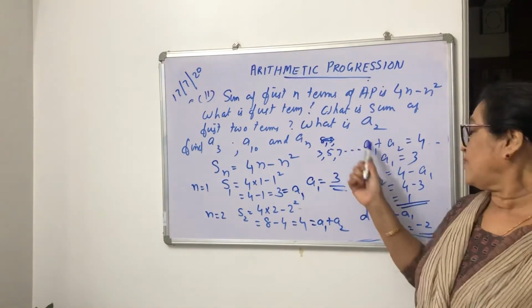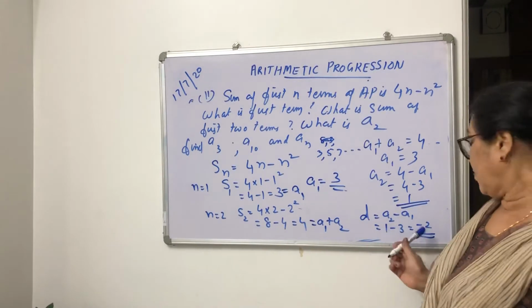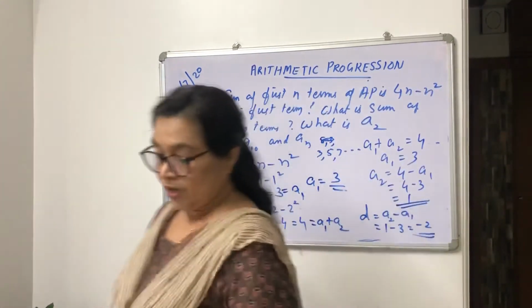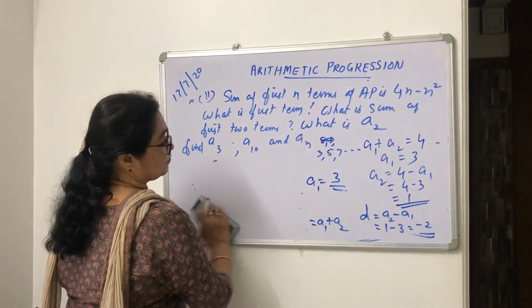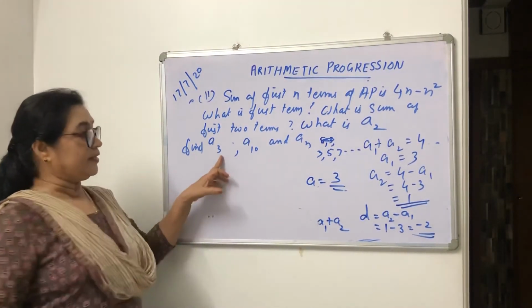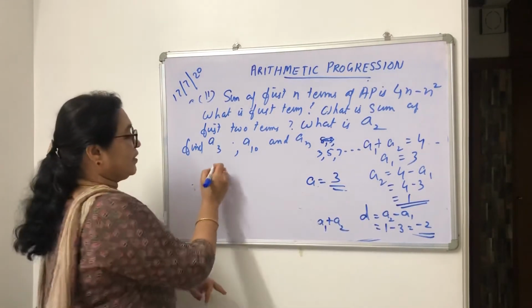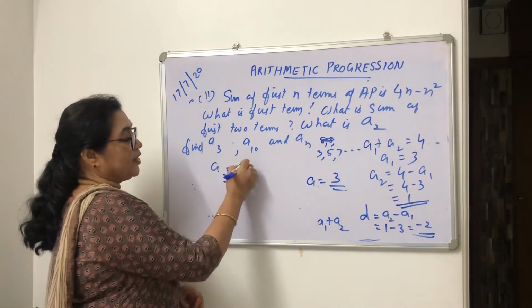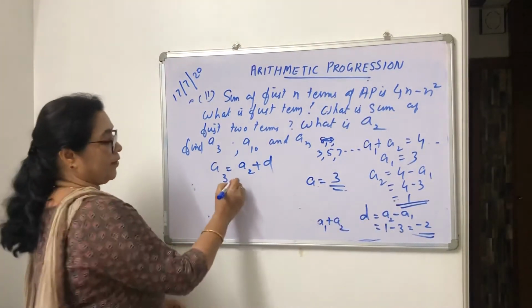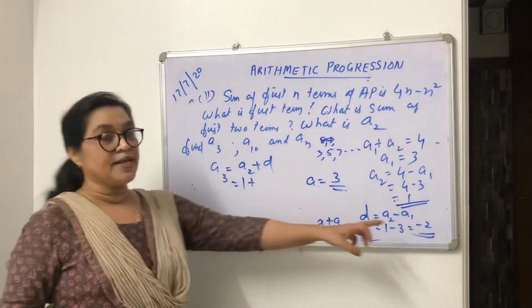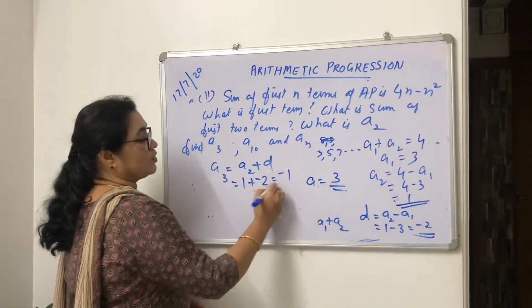Once you get A1 and A2, the common difference D is A2 minus A1, that is minus 2. Now you need to find out the third term. Already you have the second term. Then what is the third term? Third term is A2 plus D. What is A2? A2 is 1. 1 plus D, which is minus 2, so it is minus 1.